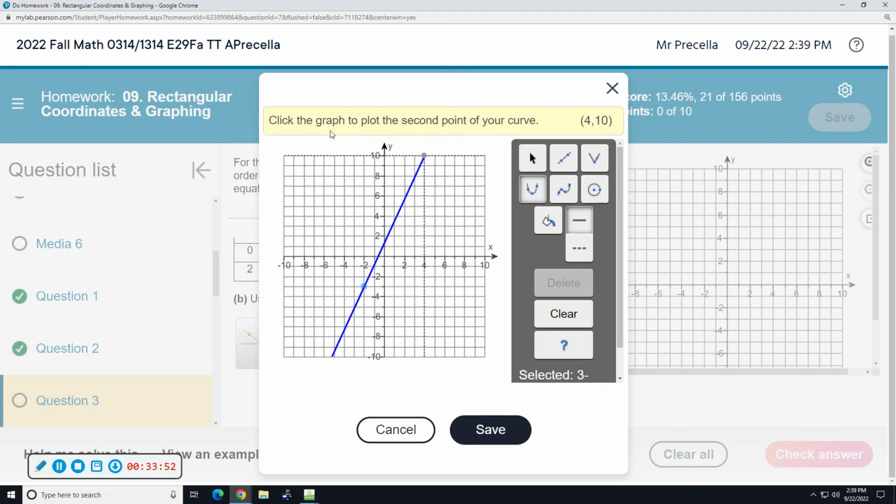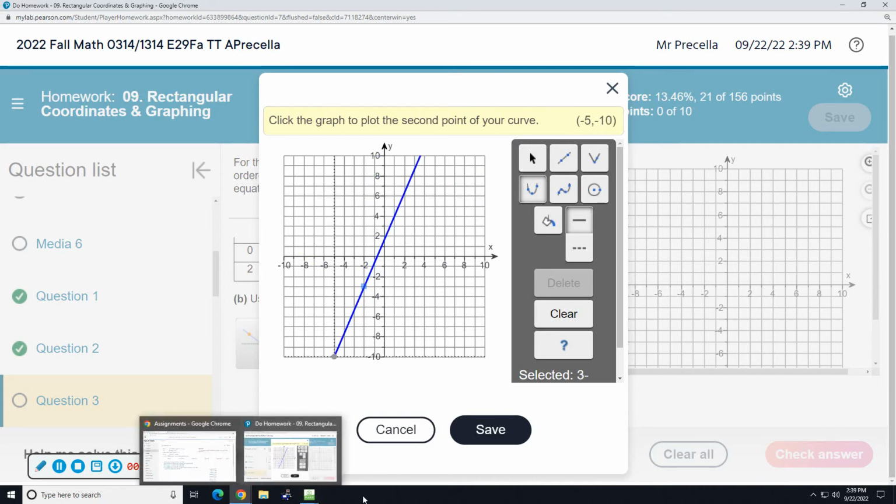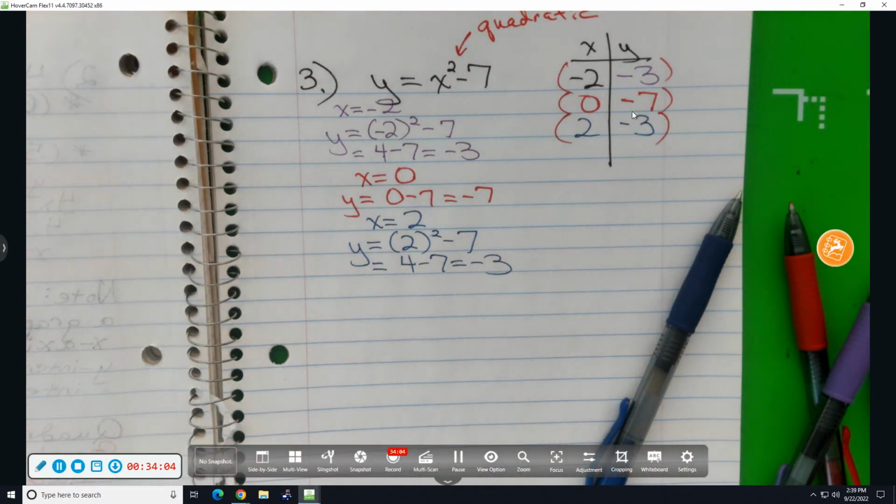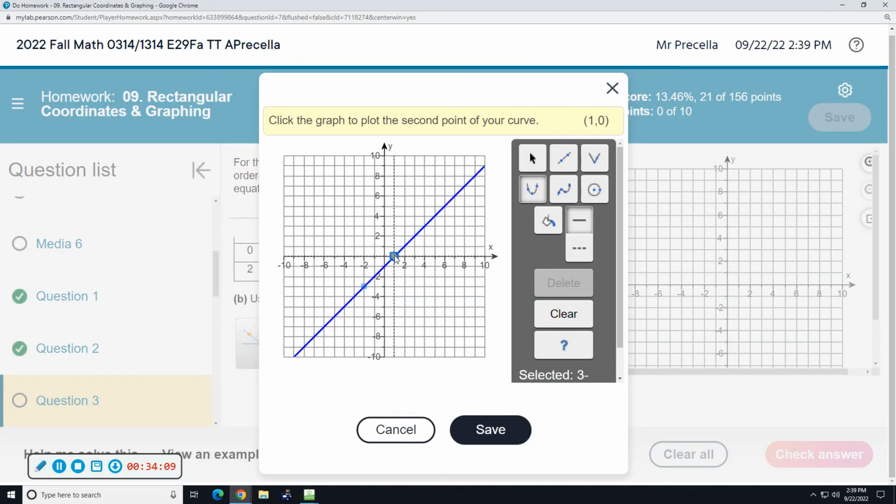Up there the instructions say click the second point. What was the second point? 0, -7. Let's see. I agree. That second ordered pair is 0, -7. So we go back to our graph. 0, -7 means left-right 0, down 7. And now notice what the instructions say. I click that second point. It says, click the graph to plot the last point of your curve. Notice as you move around, this thing is creating every possible parabola that contains those 2 points.